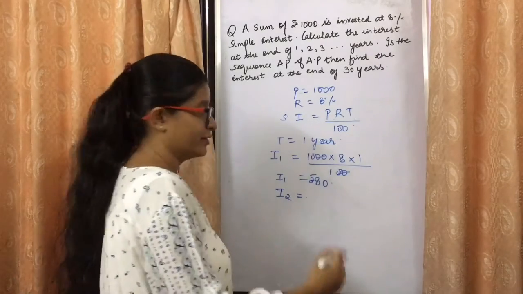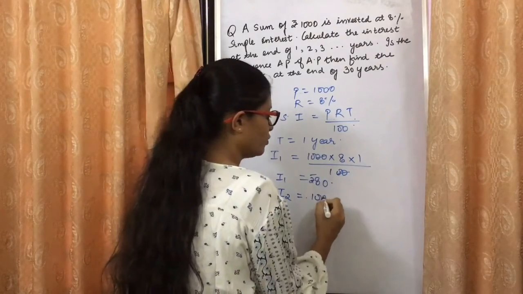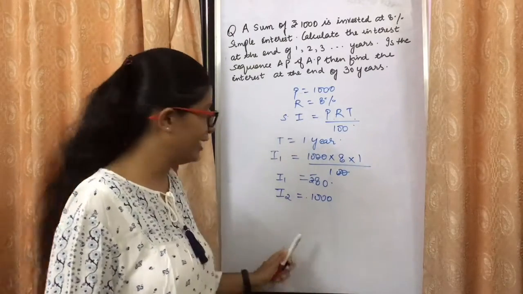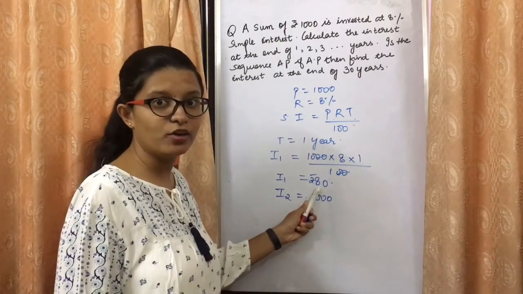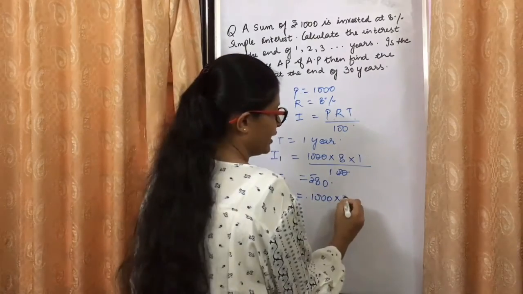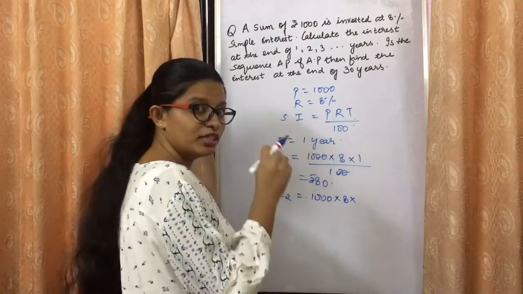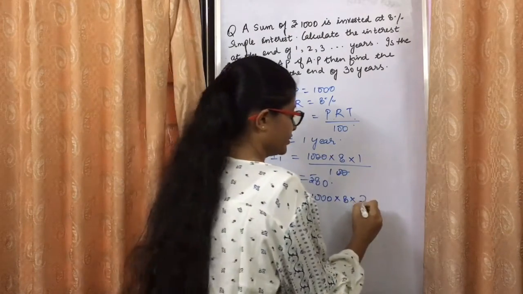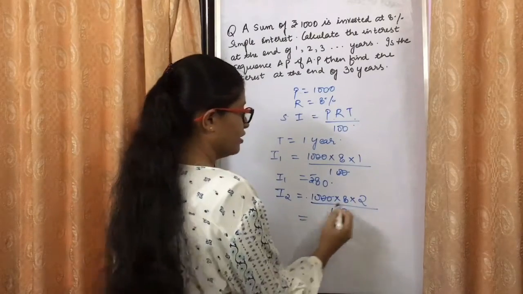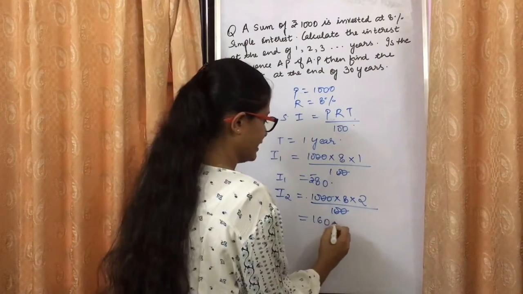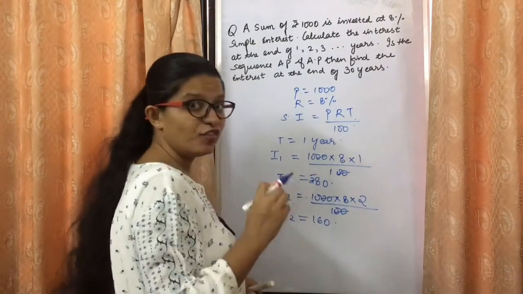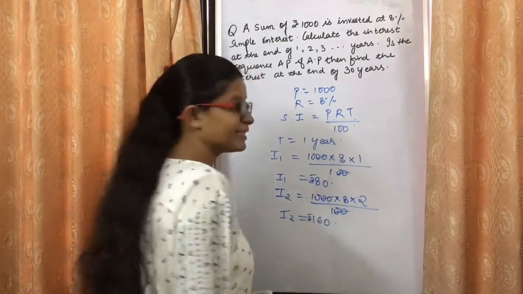For 2 years, the principal amount remains the same because it is simple interest, not compound interest, so there is no need to add this 80. Principal amount remains 1000 into 8 into the time, which is 2 years, upon 100. Then 80 into 2 will give you 160. So I2, the interest at the end of the second year, is rupees 160.